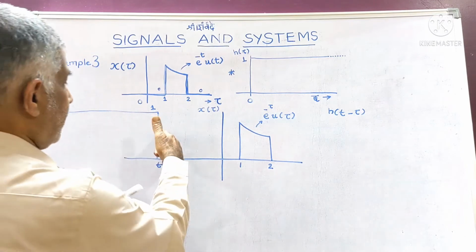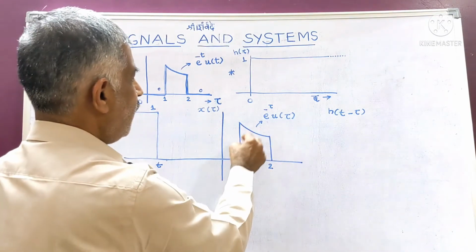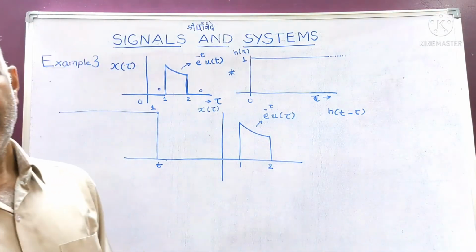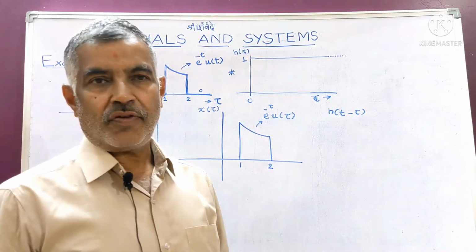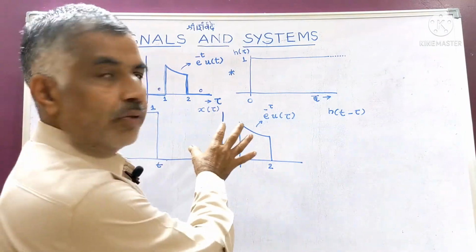This is the leading edge. There is no other edge. But for this waveform, there are two edges. Now, one has to think of moving this waveform this way. You look into the figure.